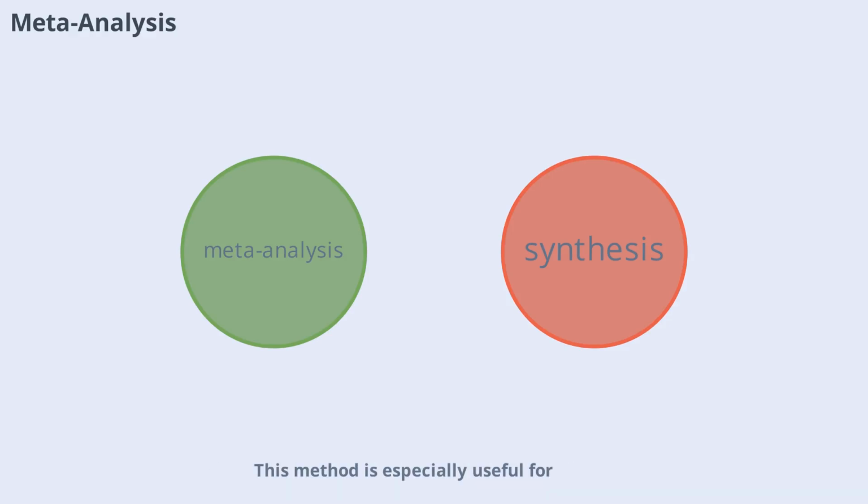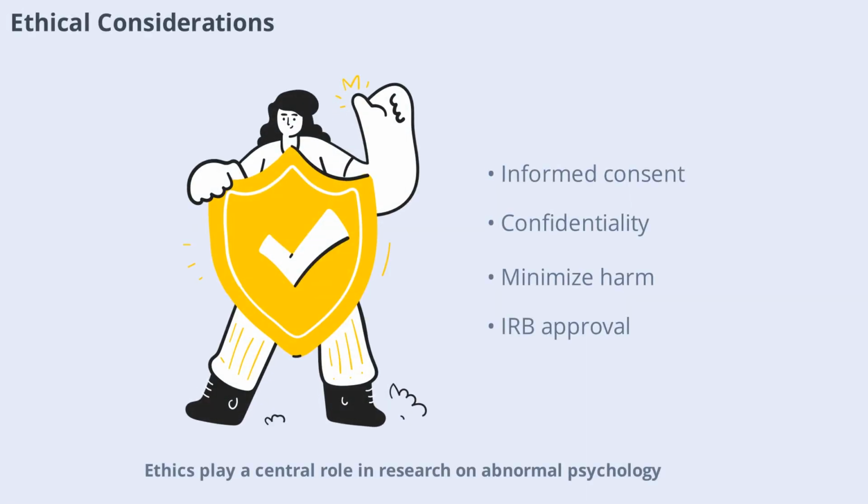This method is especially useful for evaluating the effectiveness of treatments and interventions. However, the quality of a meta-analysis depends on the quality of the included studies and the methods used to combine them. Ethics play a central role in research on abnormal psychology.